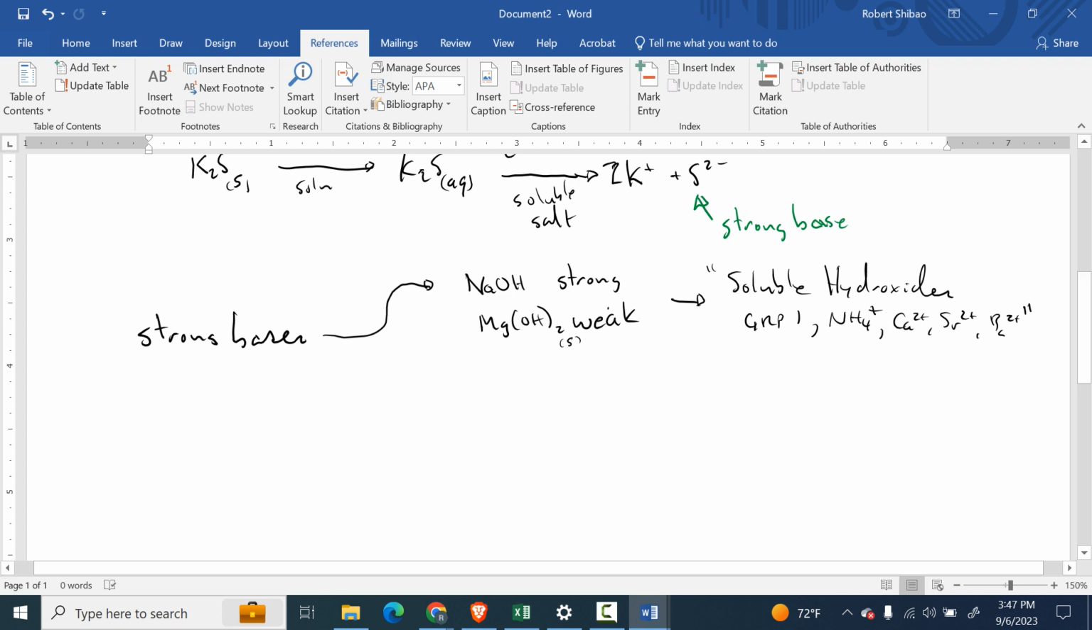Sodium hydroxide is used in drain cleaner. Magnesium hydroxide is used in milk of magnesia. Milk of magnesia tastes like chalk, it's a chalky paste, not very soluble. Is that it? Not quite it. There are more. Give me another strong base.